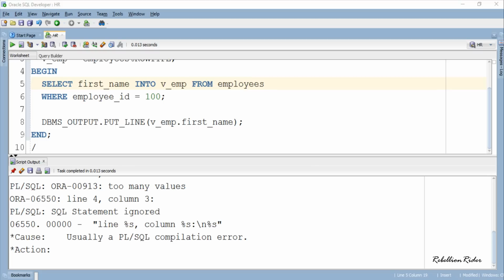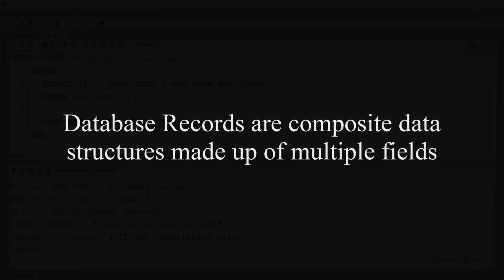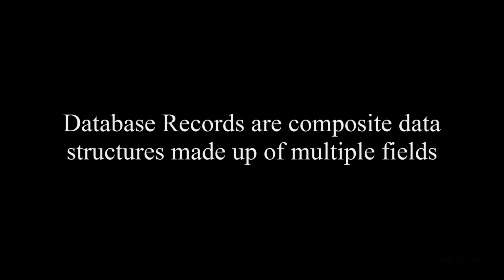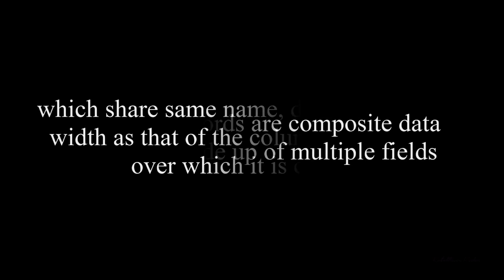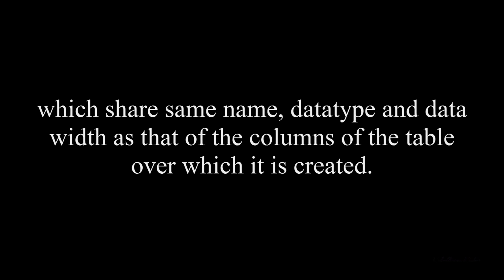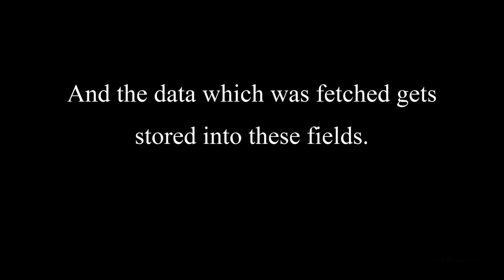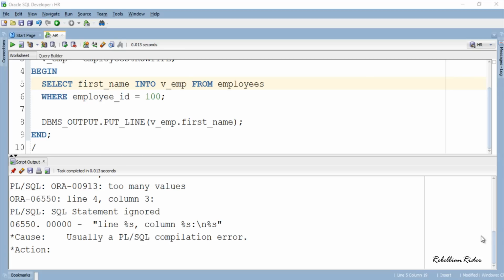Remember, in the previous tutorial, we learned that database records are composite data structures made up of multiple fields which share same name, data type, and data width as that of the columns of the table over which it is created. And the data which was fetched gets stored into these fields. In case of initializing a record variable by fetching data from all the columns of a table, we don't have to do anything. Oracle Engine does all the dirty work in the background for you.